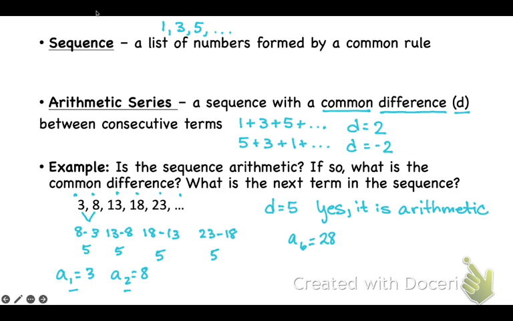Right there, 8 minus 3, 13 minus 8, 18 minus 13, 23 minus 18. Why? Because you have to see if there's a common difference. So how do you find the difference between two numbers? You take the second one minus the first one. But how do you get 28? Because my common difference was 5. So if I have 23, what's my next number?